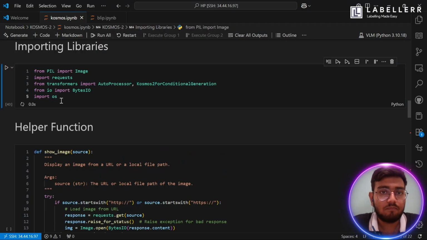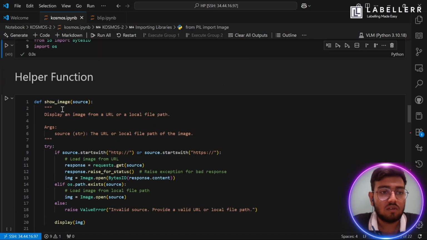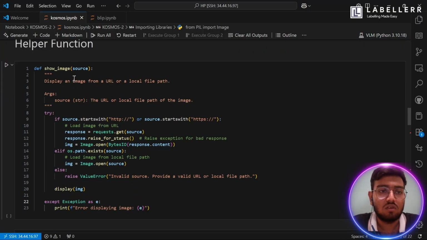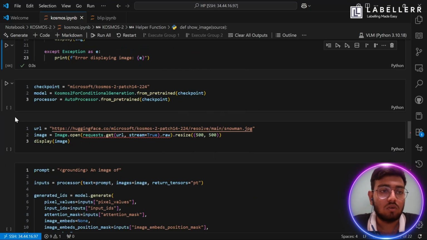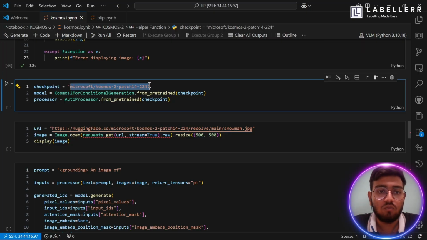Let's import them now. I'm creating a helper function whose sole purpose is to visualize the image I'm taking as an example for this tutorial. I just have to give it the source URL and the path of the image, and it will display it, nothing else. Let's run this. Now the most important code, the checkpoint. I am using microsoft/kosmos-2-patch14-224. This is the model I'm going to use. I have to create two variables for this, a model and a processor, using Kosmos2ForConditionalGeneration for the model and AutoProcessor for the processor.